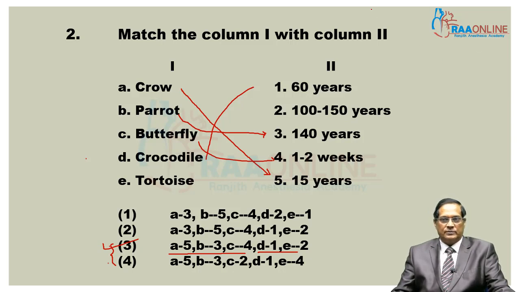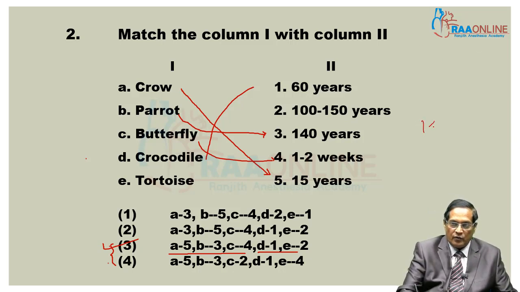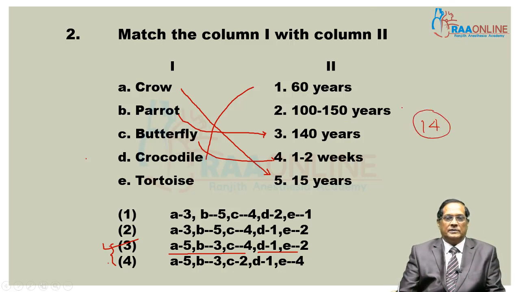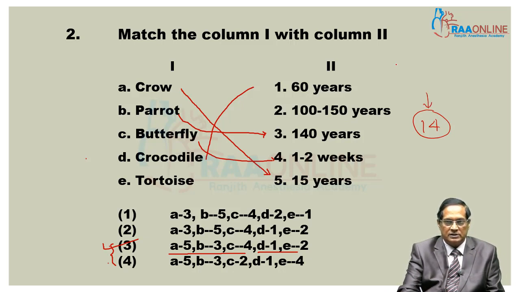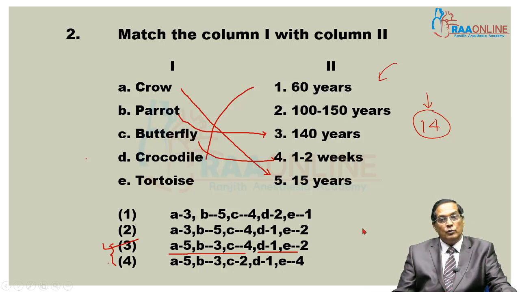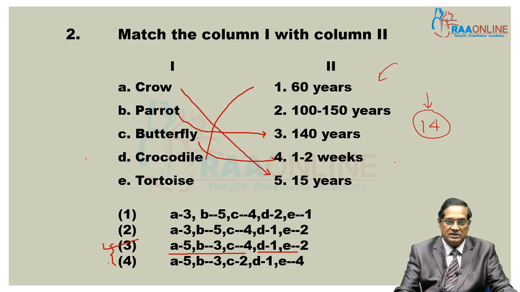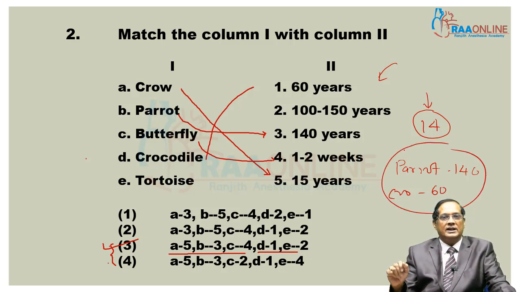In the NCERT book in this chapter, 14 organisms with their picture and lifespan are given, and this is the source for this particular question's answer. One more thing I want to describe here: see the size of the parrot, but the lifespan is 140 years. See the size of the crocodile, hardly 60 years. This indicates size has no relationship with the lifespan.